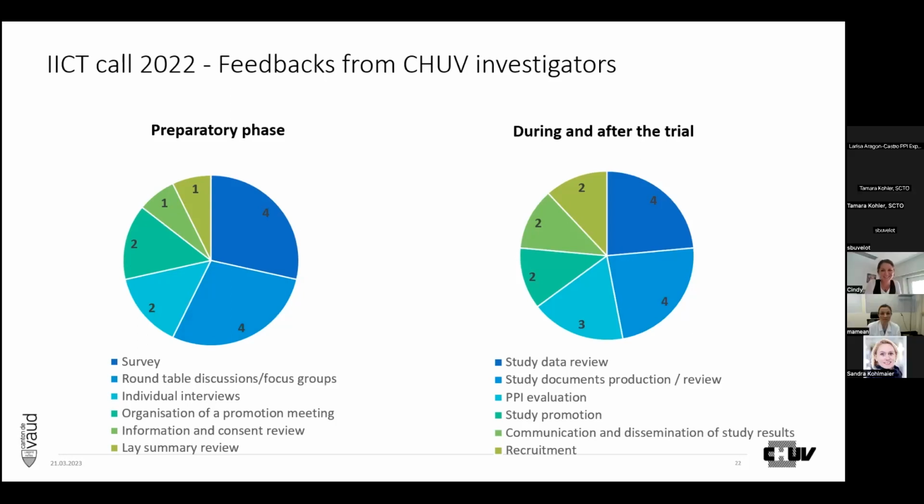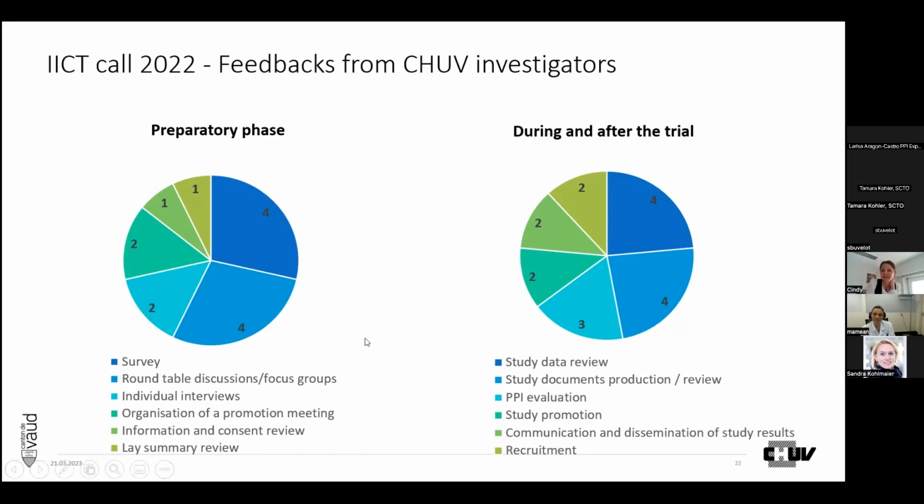So these are just a few numbers from the field. Here at the CHUV last year, there were 6 IICT projects that were proposed. Among those, during the preparatory phase, 4 projects organized a survey, 4 organized roundtable discussions or focus groups, 2 organized individual interviews, and 2 organized promotion meetings about the study. 1 made a review of information and consent documents, and 1 organized a review of the lay summary.